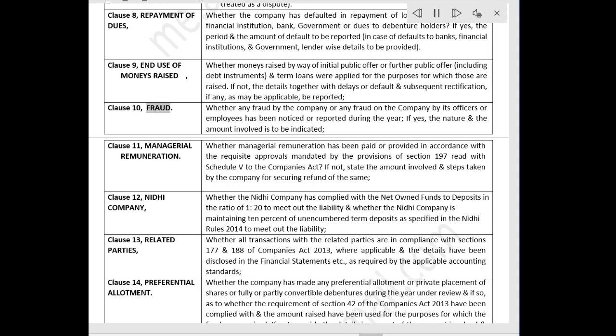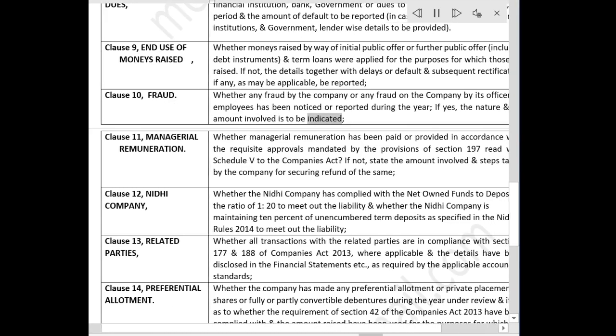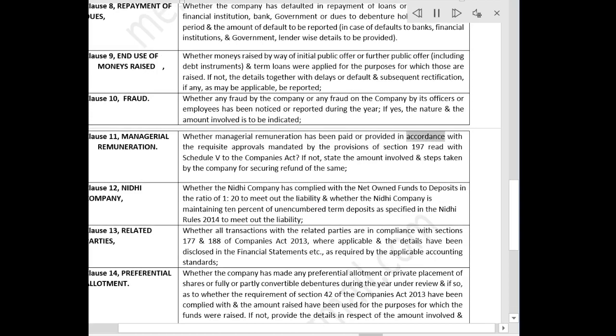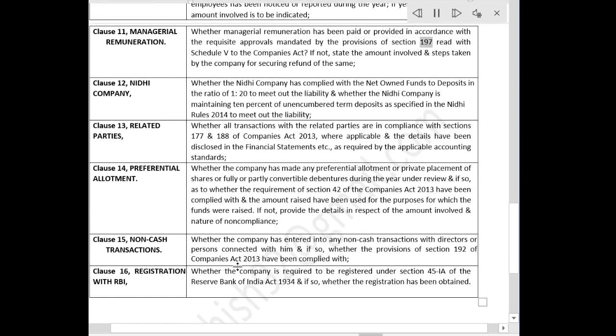Clause 10. Fraud. Whether any fraud by the company or any fraud on the company by its officers or employees has been noticed or reported during the year, if yes, the nature and the amount involved is to be indicated. Clause 11. Managerial remuneration. Whether managerial remuneration has been paid or provided in accordance with the requisite approvals mandated by the provisions of Section 197 read with Schedule V to the Companies Act. If not, state the amount involved and steps taken by the company for securing refund of the same.